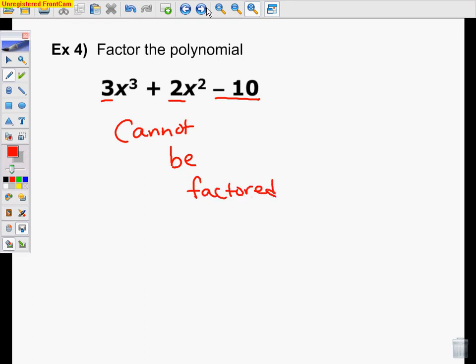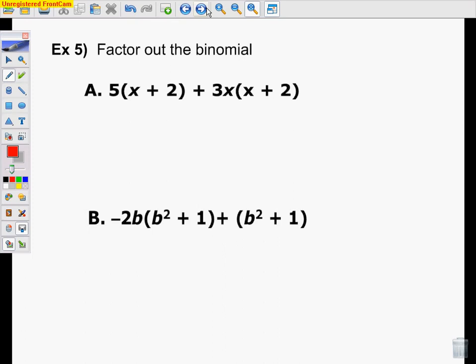Okay? All right, let's move on. Here we're going to factor out binomials. What I would like you to think of is that here we have two terms, this term and this term. Now, what's in common between those two terms? Well, what's in common is this x plus 2. Both of these have an x plus 2. So we're going to factor both of these out.